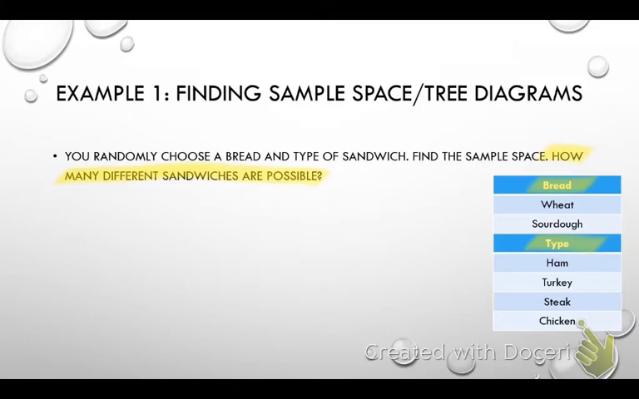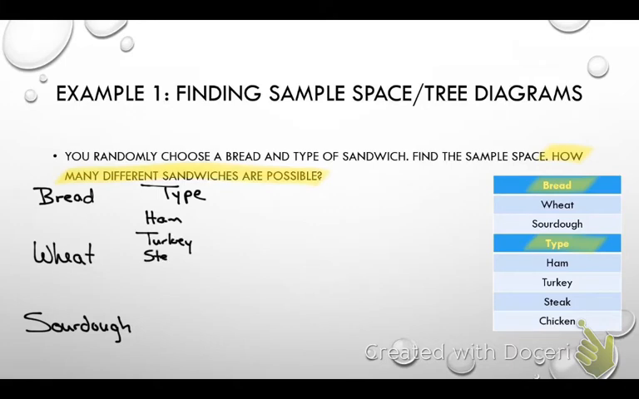All right, so which category has the fewest options? Bread. Okay, so bread gets its own column because it is a category. And what are my 2 options of bread? Wheat and sourdough, which we're going to abbreviate sourdough SD. Okay, so that's my bread. And then once I choose my bread, what types of sandwiches can I choose? Ham, turkey, steak, and chicken.